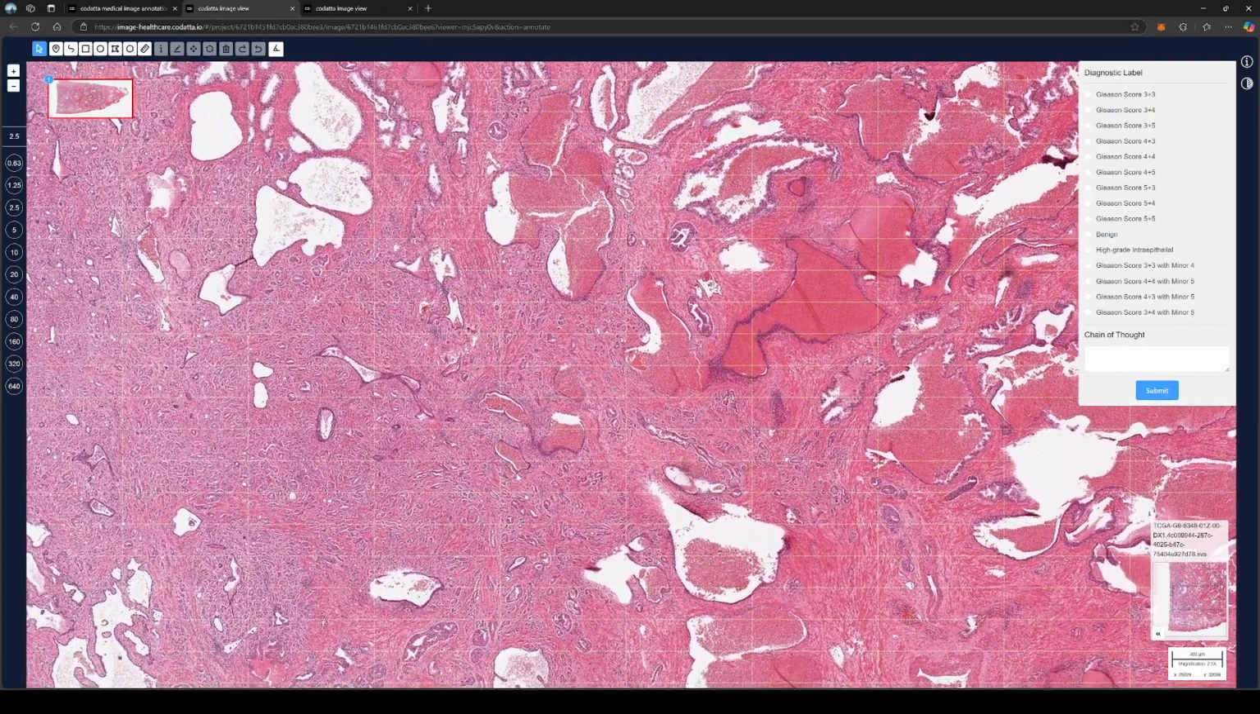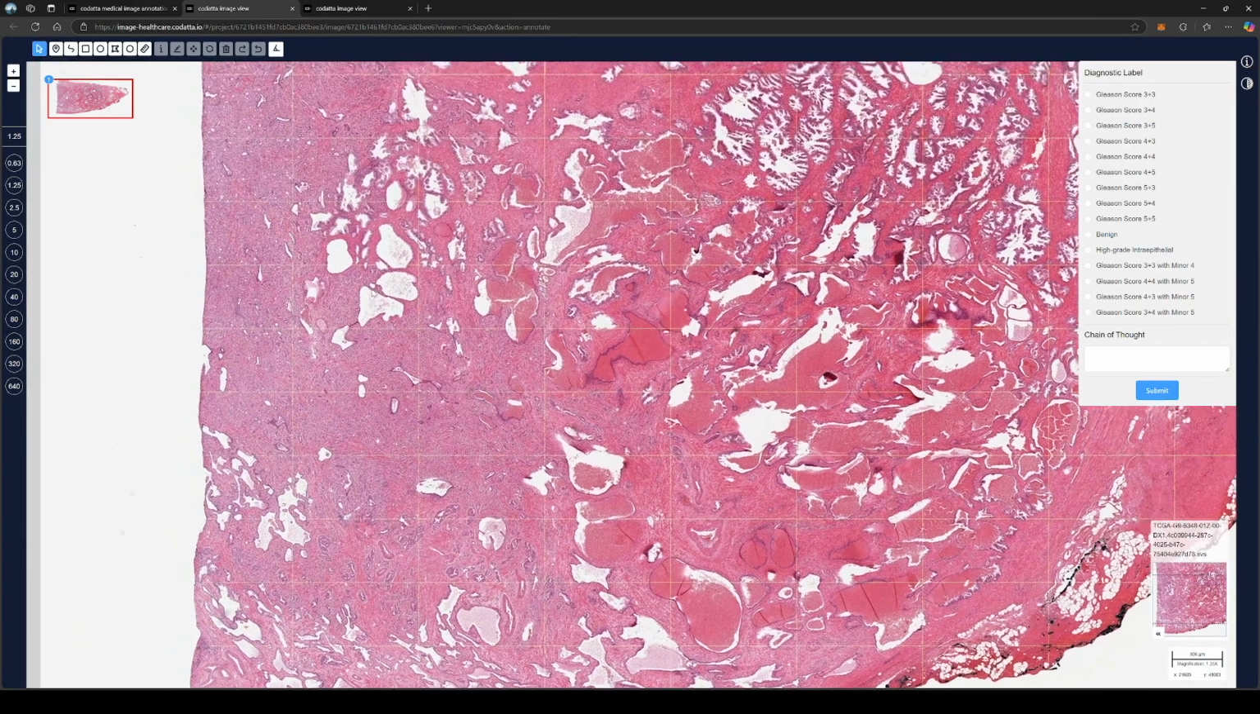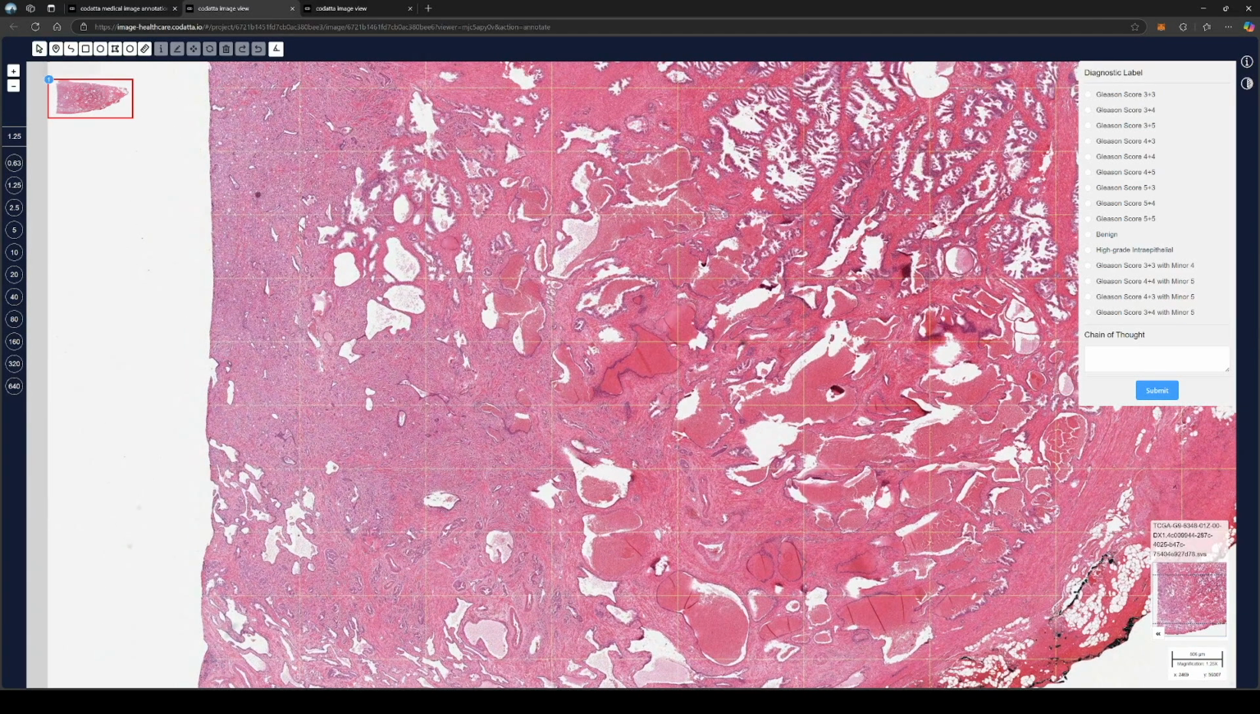I start by identifying the region of the slide where the Gleason grade 3 tumor is concentrated. This area is characterized by its well-differentiated tumor glands. I carefully label this region as Gleason pattern 3+4.